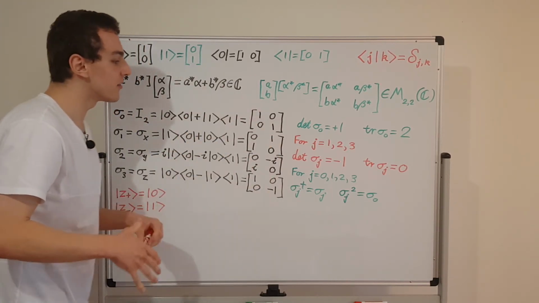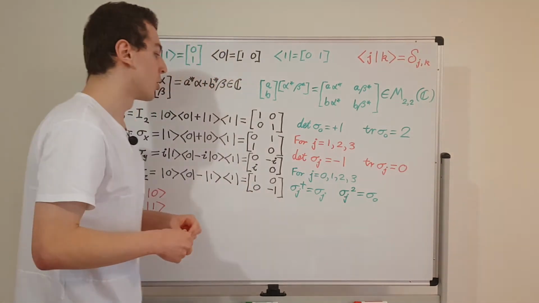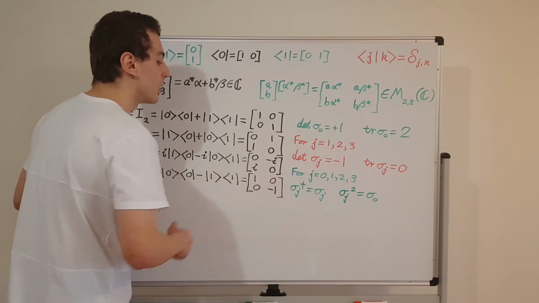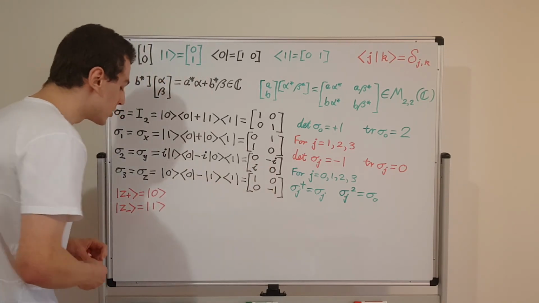But there are alternative eigenbases that we could use. We can use the eigenbasis for the Pauli x and the eigenbasis for the Pauli y. Let's see how we would do that.